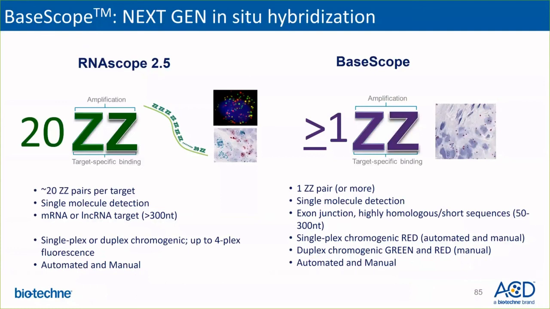Detection with RNAscope can be chromogenic or fluorescent, whereas BaseScope is currently available as fast-red detection for Singleplex, which can be visualized as chromogenic or fluorescent detection, and Duplex, which can also be detected as fast-red and green color and visualized as chromogenic. Please note that BaseScope probes are designed differently, so they cannot be combined with RNAscope reagents and vice versa.